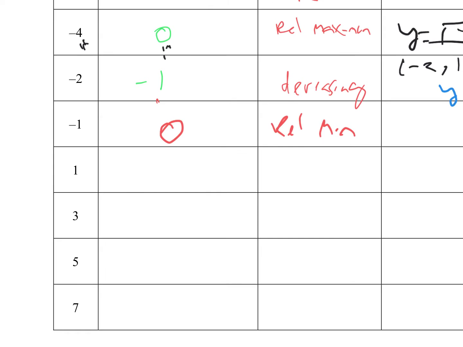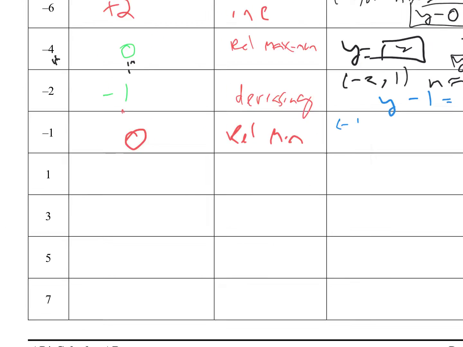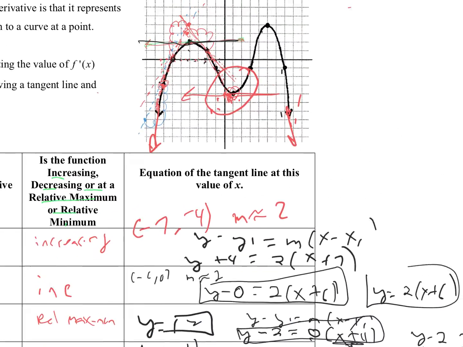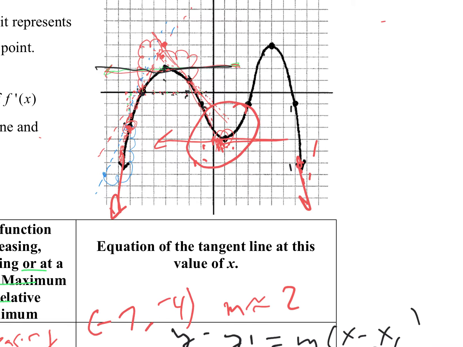Last one that I had done at a -1. Let's see, at -1. Was it -1? Yeah, -1. Let's see, -1. Wait, I thought I did a 1. I didn't do a -1, did I? I guess I did. What was the slope at -1?